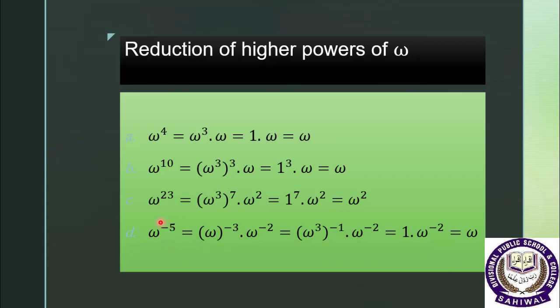These powers can be negative, so omega raised to power minus 5 can be written as omega raised to power minus 3 times omega raised to power minus 2. Omega raised to power minus 3 can be written as omega raised to power 3 the whole power minus 1. Omega raised to power 3 can be written as 1, and any power of 1 is 1. So 1 multiplying with omega raised to power minus 2, and omega raised to power minus 2 means 1 over omega square, which we have already studied, is equal to omega. So 1 times omega is omega.